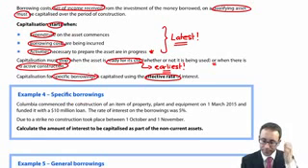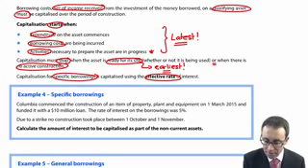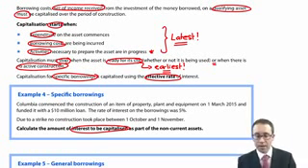Okay, so let's go through that and have a look. Is it example number 4 to do with specific borrowings? So it goes through there, doesn't it? And says calculate the amount of interest to be capitalised as part of the non-current assets.